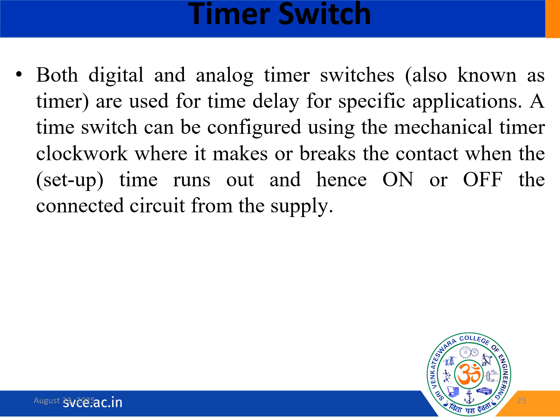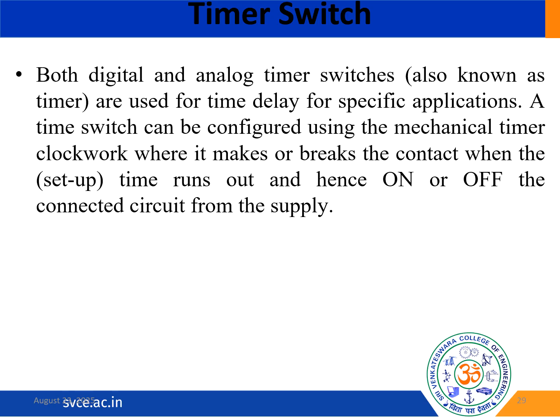The digital timers, for example the ST01 timer or dusk dawn timers, are used to control automatic on-off operation. Considering both analog and digital timer switches, a time switch can be configured using a mechanical timer clockwork, where it makes or breaks the contact when the time runs out, and hence switches the connected circuit off from the supply. Time switches are mainly for scheduled control of electrical circuits.